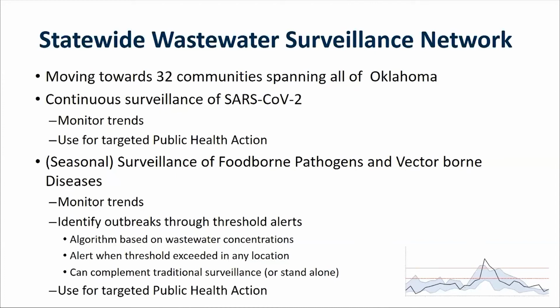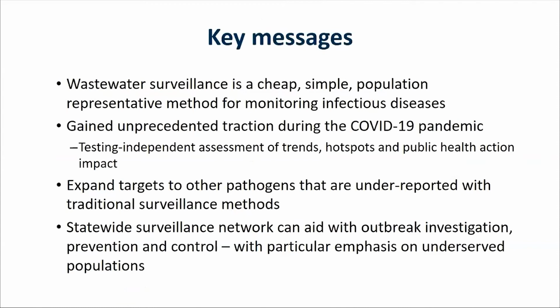The clinical reported data is even more sparse for a lot of these other diseases than it is for COVID-19, but we believe that we should be able to get to a point where we're able to create outbreak thresholds. So to summarize, our key messages are wastewater surveillance is relatively cheap, it's simple, and it's population representative, and it's a great way for us to monitor infectious diseases and also other types of potential things like illicit drugs. So it's gained unprecedented traction since the COVID-19 pandemic.